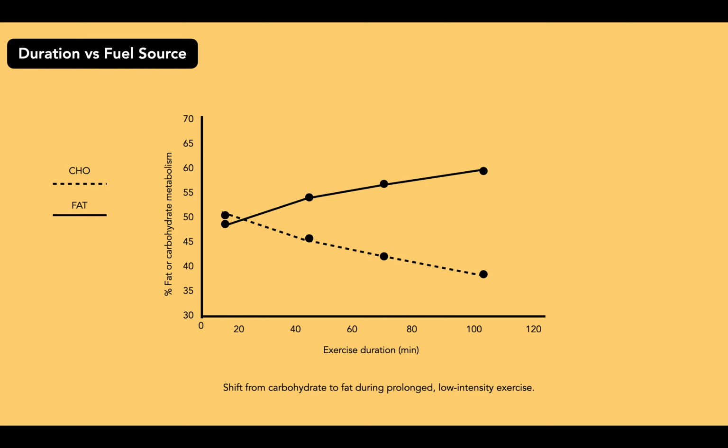But as you can see, in prolonged low intensity exercise, as the duration of the exercise gets longer, we start to utilize more fat. Fats become the preferred fuel for longer duration exercise, and carbohydrates drop. So that's the relationship between these two. The longer you're exercising, the more fat you're going to metabolize and utilize, and carbohydrates will drop. That's simply how that works.